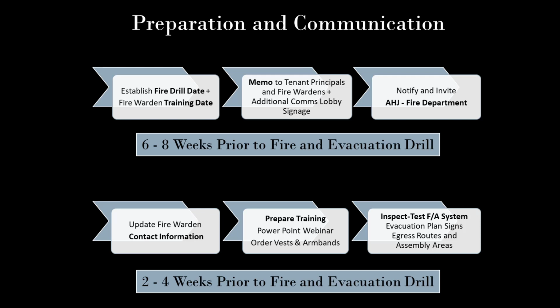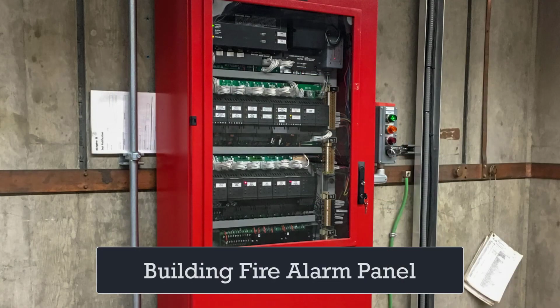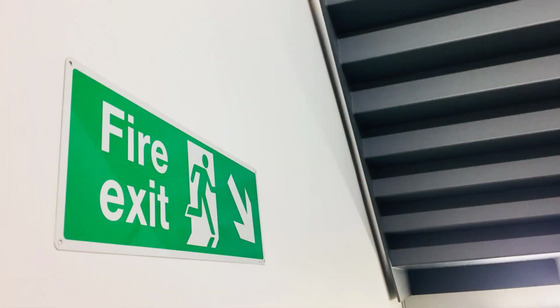When the event is planned, emergency organization lists should be updated, fire and evacuation drill supplies ordered, and training curriculum developed. Building fire alarm systems should be retested for full functionality and egress routes and assembly areas inspected for compliance. Inspection and pre-testing will incorporate the building fire panel and associated fire alarm devices, public address system, exit lights, egress routes, automatic fire door closure devices, and other life safety systems and components.